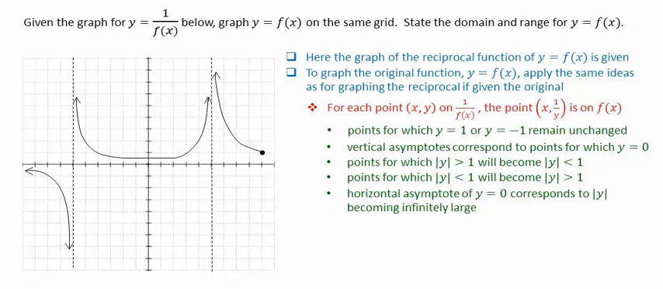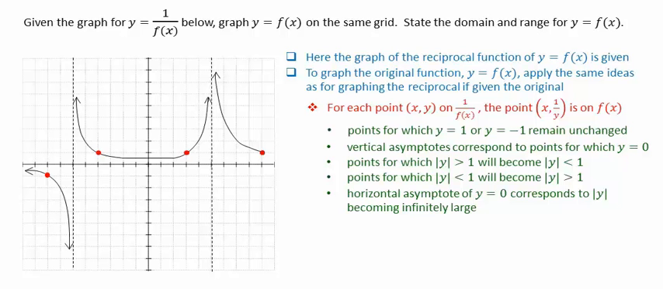First, let's look at the invariant points where y equals either 1 or -1. We have the point -8, -1, -4, 1, 3, 1, and the point 9, 1.